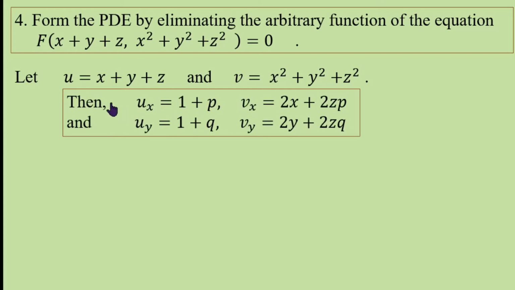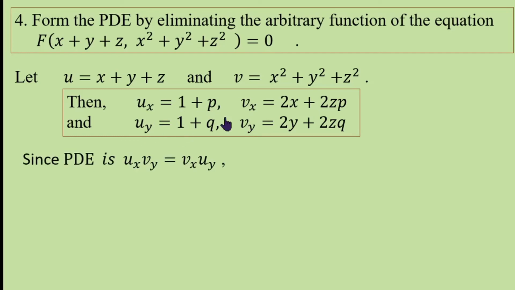u derivative with respect to x is 1 plus p, and similarly partial derivative of u with respect to y is 1 plus q, and here v with respect to x is 2x plus 0 plus 2z into derivative of z, that is p, and vy is 0 plus 2y plus 2z into dou z by dou y, that is q. And hence required PDE is ux vy equal to vx uy.